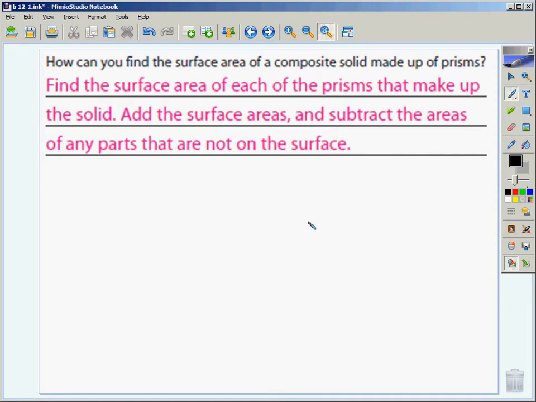Okay. For number 3, which was that essential question, you'd find the surface area of each prism that make up the solid. You'd add those surface areas together and subtract any of the parts that are no longer on the surface. In other words, those pieces that overlap. They're not on the outside now, but they're on the inside, so I've got to take them away.